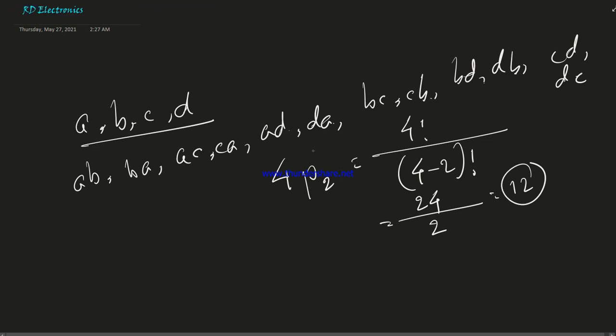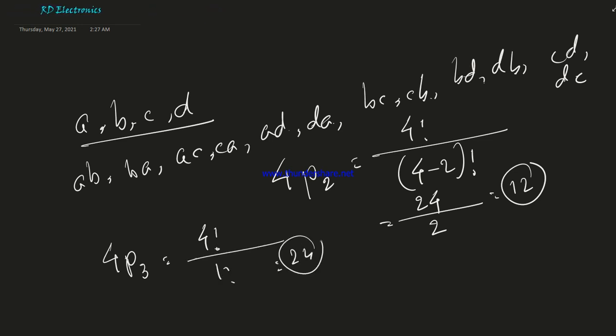Similarly, for the 3 objects, now we are taking 3 objects at a time. So 4P3 is equal to 4 factorial divided by 1 factorial. So there are 24 different ways possible of permutations. So the different arrangements which can be made out of a given number of distinguishable objects, taking some or all at a time, are called permutations. This is a very important definition for permutation.